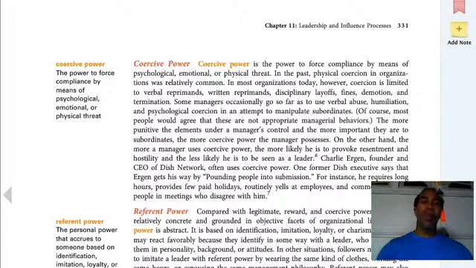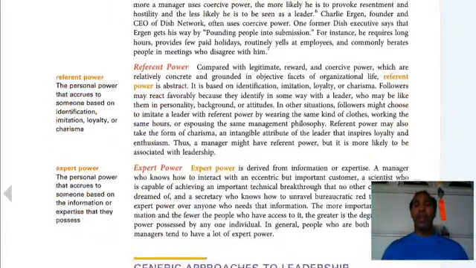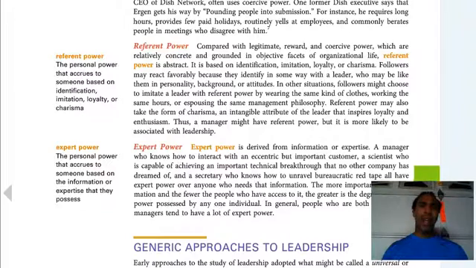Coercive power. This is the power to force compliance by means of psychological, emotional, or physical threat, right? So I'm going to coerce you because I can threaten you in a certain manner. But as we go through these, some of them you can look at in a negative manner and say, oh, people shouldn't be influencing or holding that type of power over individuals.